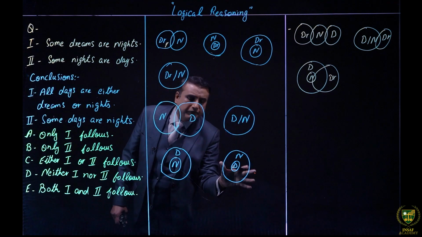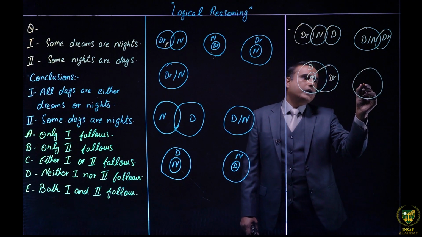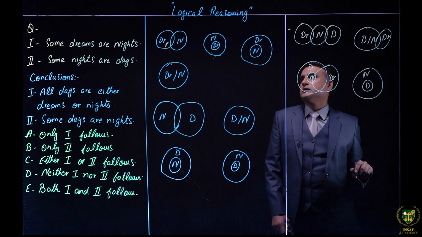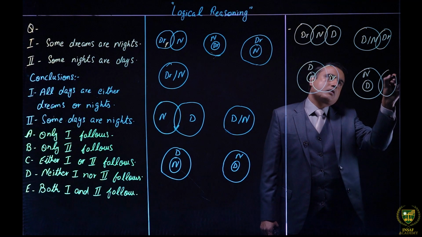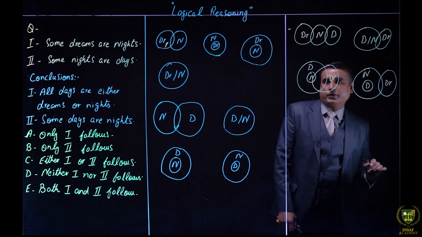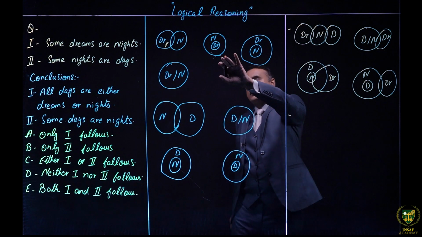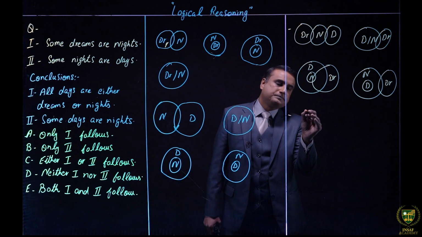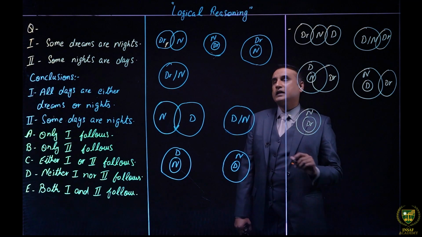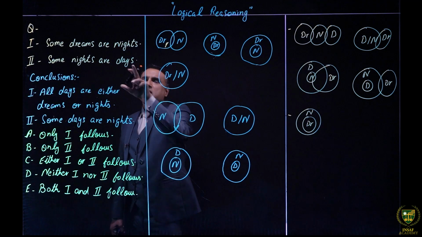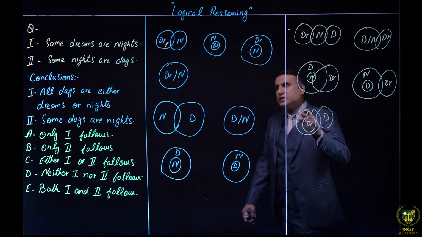Now I'm combining this particular figure with this one. Here we have the day and here we have nights. And some dreams are nights. If I combine, it is actually dream. So it is only the combination of the first one. Now talk about the second one. We will compare this with everything. We have dreams, and here we have nights. And some nights are days. So it must be, obviously, it must be day.